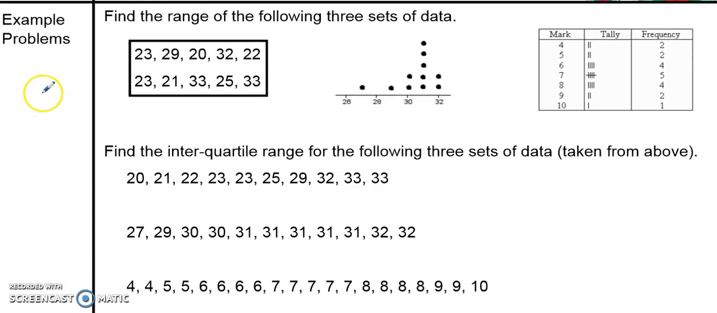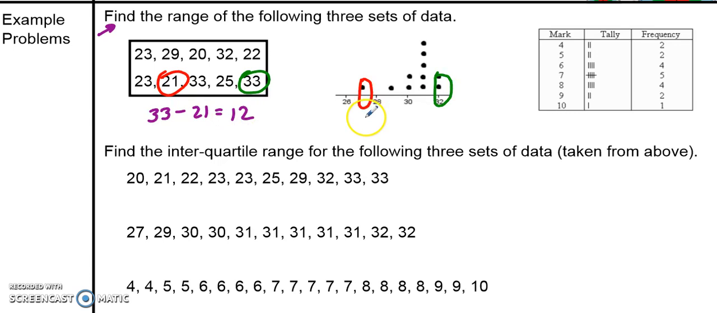In the example problems, the first set asks us to find the range of the following three sets of data. Remember, all you need to do here is find the highest value and the lowest value and subtract them. Pause the video now to try and find the range of the following three sets of data. The answers will be coming up in 3, 2, 1. When you have a list of numbers, it's pretty simple. Look through the list for the highest number, which is 33 in this case, and the lowest number, the minimum, which is 21, and subtracting 21 from 33, we have a range of 12.